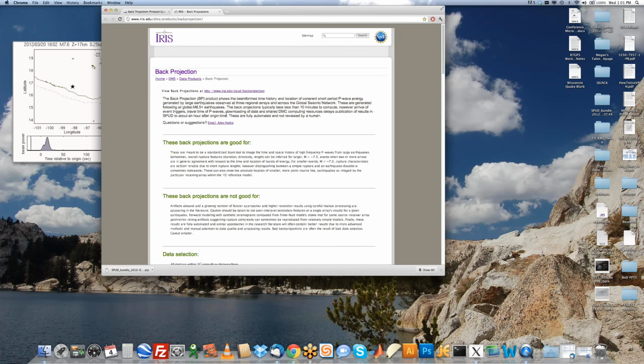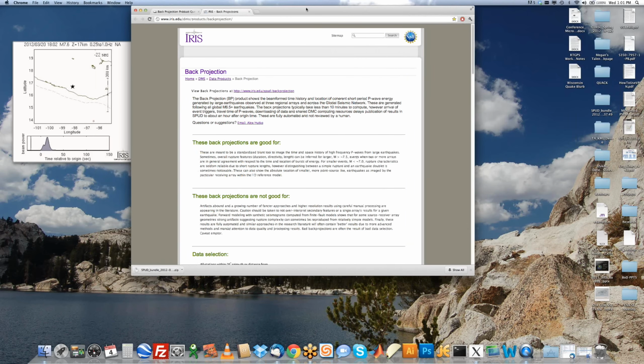I just wanted to point out that one of the data products that IRIS has worked on from our data management system is doing a standard back projection approach, which you'll learn about today, using data from several different array data sets. And so I just wanted to show the web pages for that.